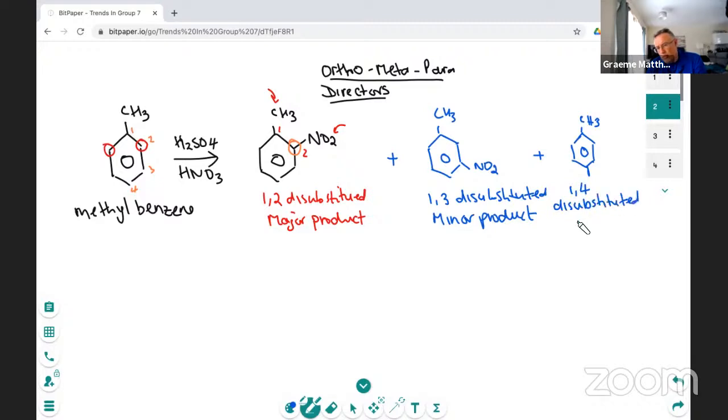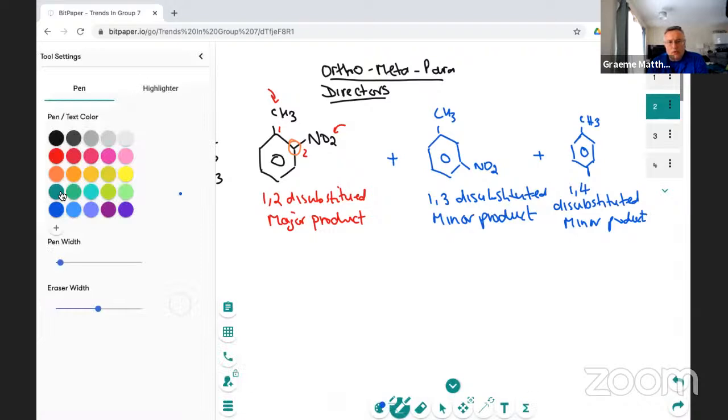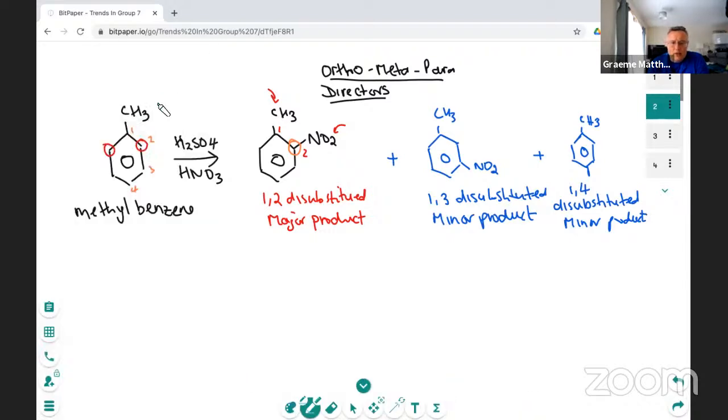Which is a minor product. So what you need to understand then is this, the methyl is quite simply known as an ortho director. So right here, we haven't used green yet today. This one here, look, the methyl is an ortho director. It makes the electrophile favor the 1,2 position.